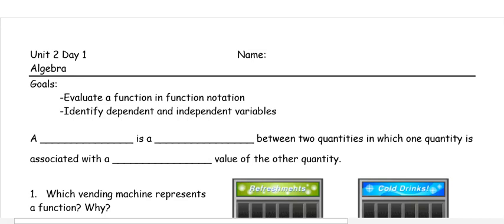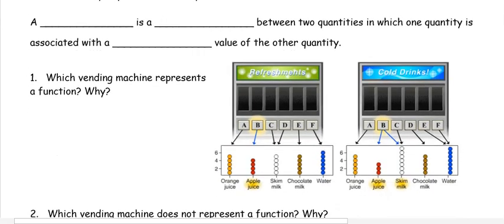This video is about evaluating a function in function notation and identifying independent and dependent variables. So before we can evaluate functions, we need to understand what a function is. A function is a relationship between two quantities in which one quantity is associated with a unique value of the other quantity.